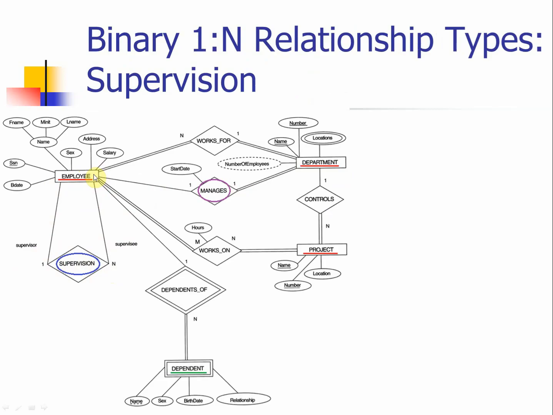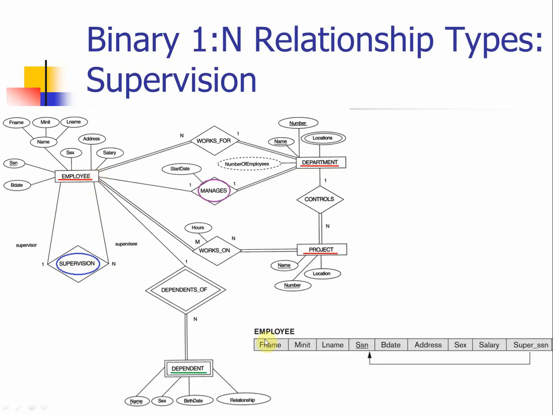the employee entity itself. So what's happening is that we already have the employee attributes that are coming from our step number 1: first name, middle name, last name, social security number, birthday, address, sex, salary.